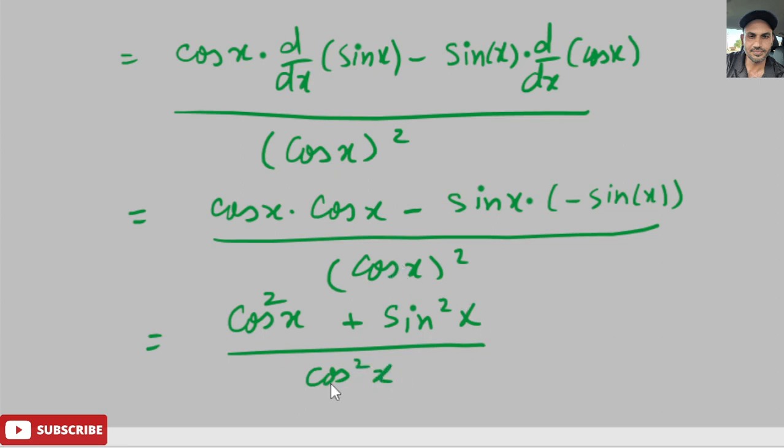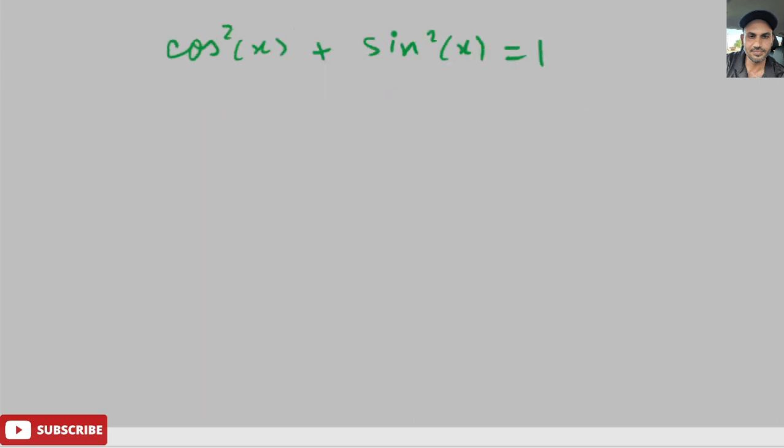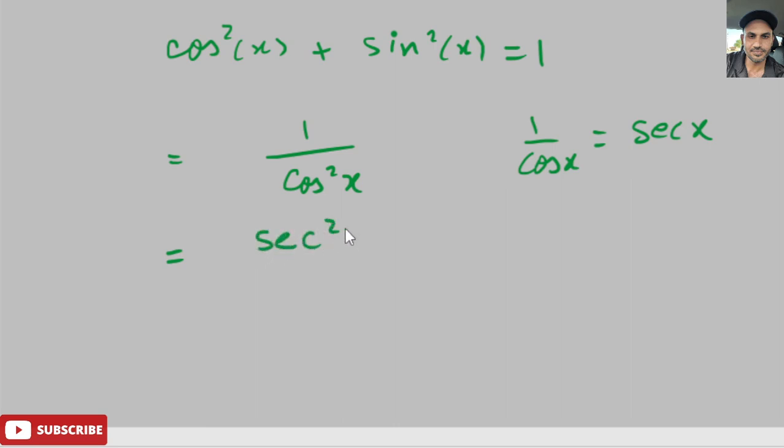Okay, you can write it this way or you can write it this way, it's the same thing. And now we know the trig identity that cosine square x plus sine square x equals 1. So we can apply this identity here in the numerator, and we get the sum of cosine square plus sine square equals 1. So we put that up there and then divided by cosine square x. And we know that 1 over cosine x equals secant x. So 1 over cosine square x is going to be then secant square x.